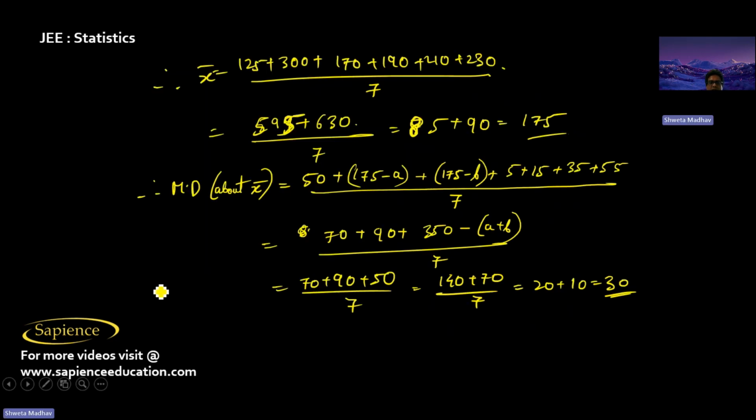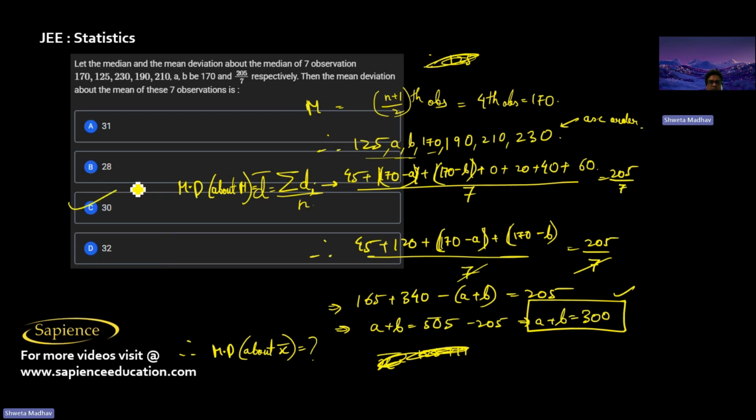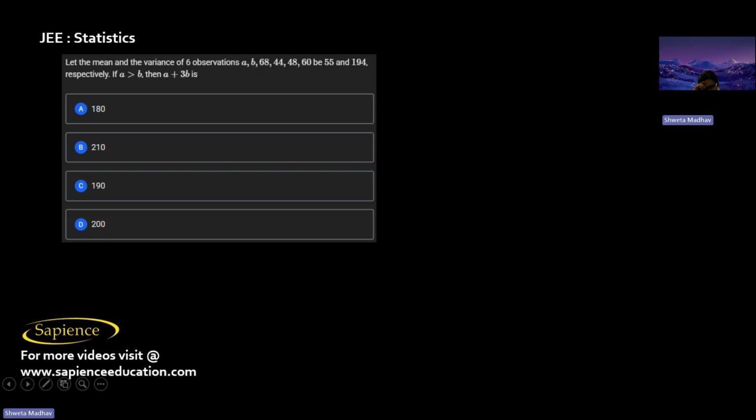That means that option C is the correct answer. Then here it is told, let the mean and the variance of 6 observations be 55 and 194 respectively. If A is more than B, then A plus 3B is to be found.